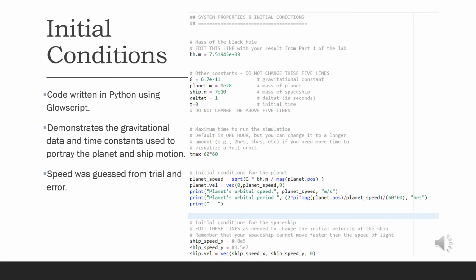Now for the initial conditions. In this scenario, we use the mass of the black hole which we got from the previous part, and we use this in the gravitational formula, and then we use mod to calculate the planet's velocity and speed as you see here, and finally the ship speed, x and y position, which we go through trial and error to find the scenario where the trajectory of the ship could escape the black hole.